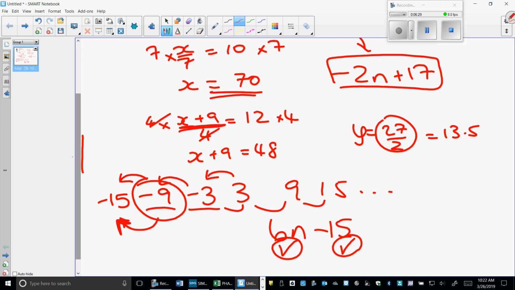The next one, we had w's on both sides, so we had to rearrange. And we ended up with 10w equals 17. So what did w equal? 17 divided by 10. Again, you could leave it like that, or you could have worked out the decimal, which was 1.7.